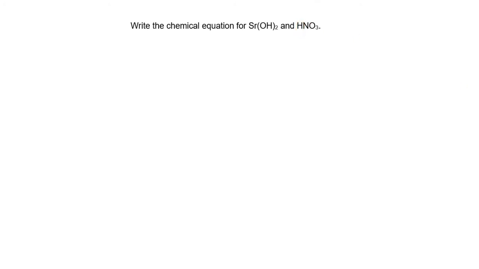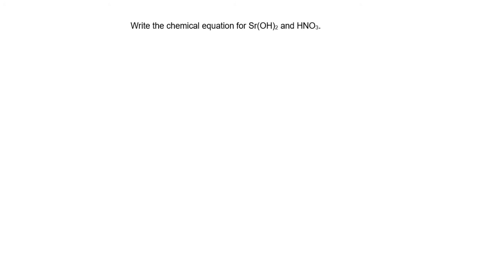Now, to write these chemical equations, we need to know if we have strong or weak acids and bases, because that will determine what kind of arrow we use in our chemical equation. A strong acid or base will have an arrow to the right only. A weak acid or base will have equilibrium arrows, or arrows that point both forward and back.